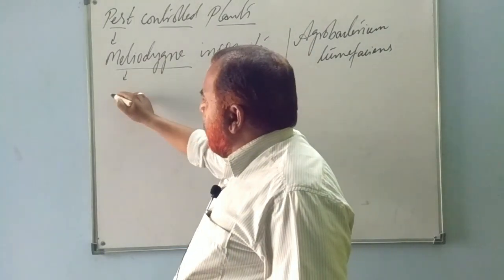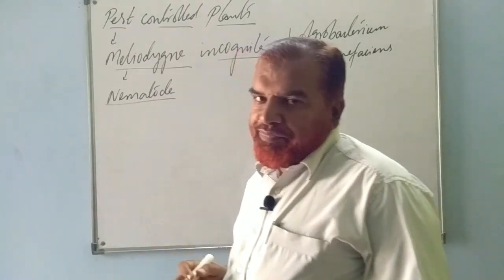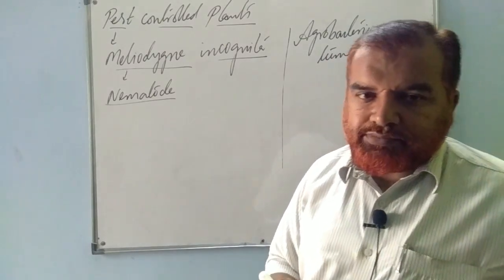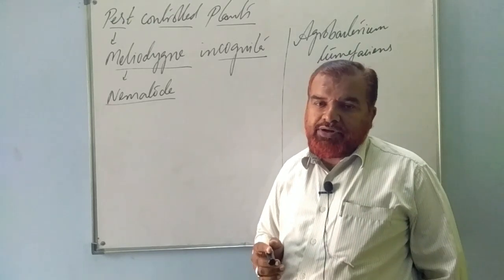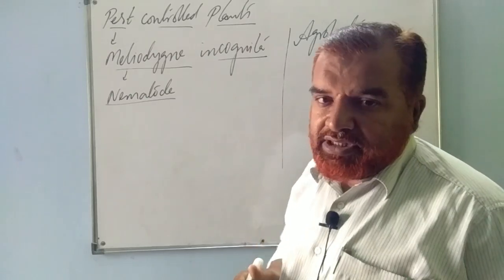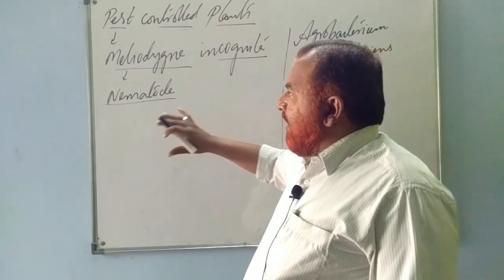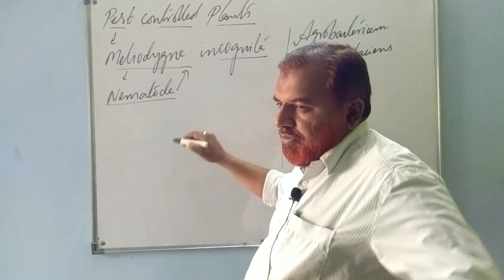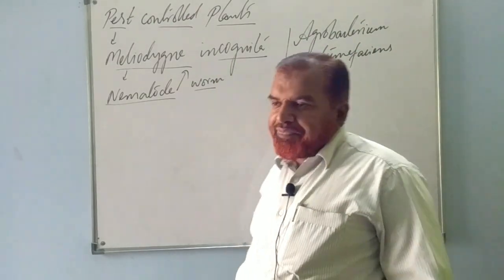What is Nematode incognita? It is a nematode. What do you mean by nematode? The animal, the worm that belongs to phylum Aschelminthes, class Nematoda. Earlier this phylum was also known as Nematohelminthes. Later it was named Aschelminthes. The major class in this is class Nematoda, and this worm belongs to that class. It's a worm. You got my point?